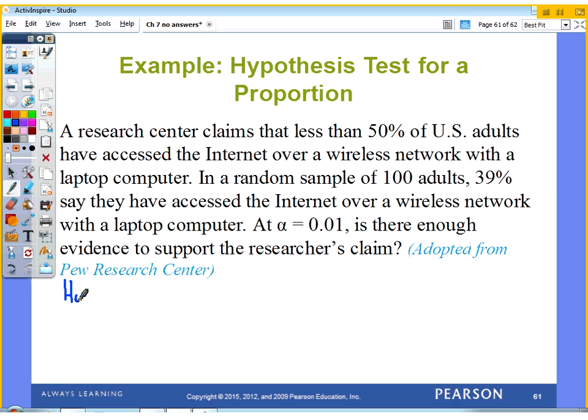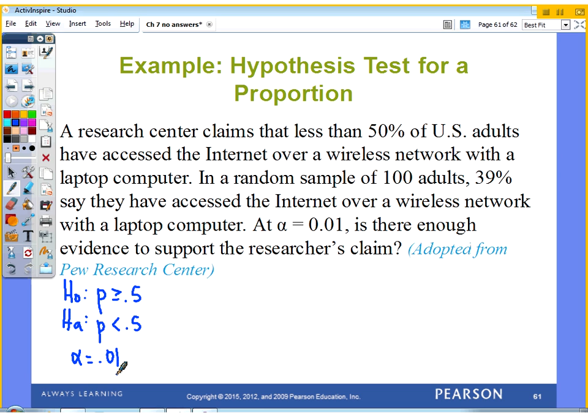All right, so again, we got to write the hypothesis. Now notice we're dealing with proportions instead of the mean, so we're going to use a p as our variable. They claim that less than 50%, so that would be your alternative hypothesis. Your null would be greater than or equal to 0.5. Alpha they gave us is equal to 0.01.